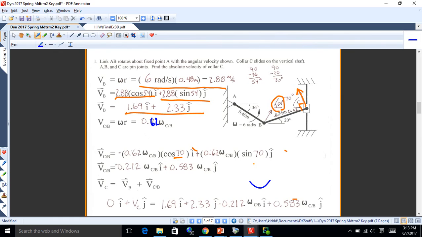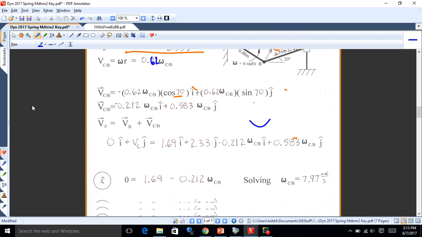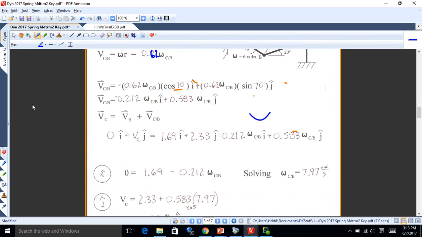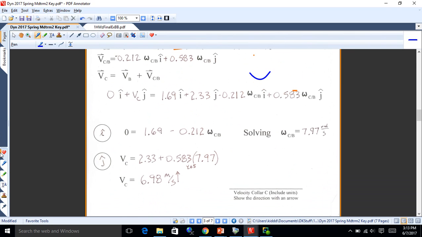So that's 0.62 omega. So you're going to have a minus I and a positive J because that's up and to the left. So negative 0.62 omega cosine 70 I plus 0.62 omega sine 70 J. So that's negative 0.212 omega I plus 0.583 omega J. Okay. So then you can put that into the same vector equation we just looked at and solve it the same way. So you'll get omega is 7.97 and VC is 6.98.